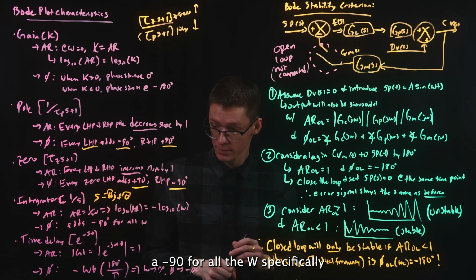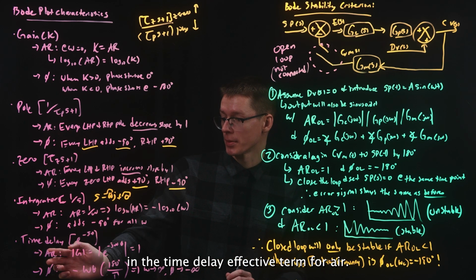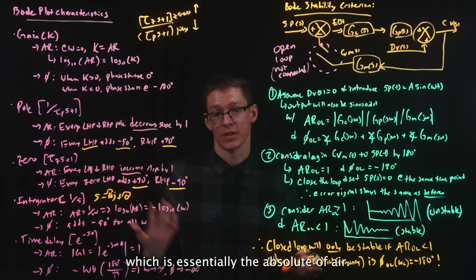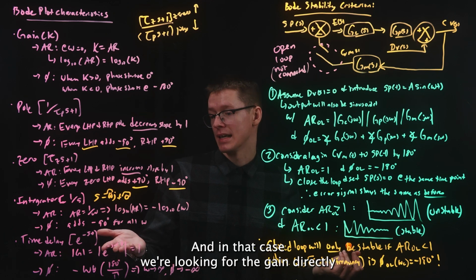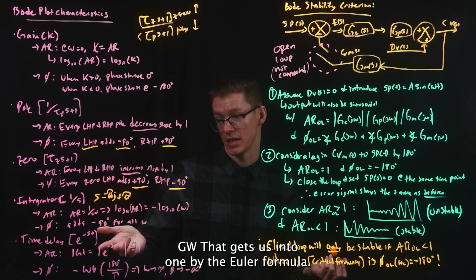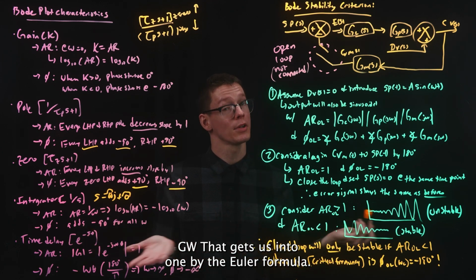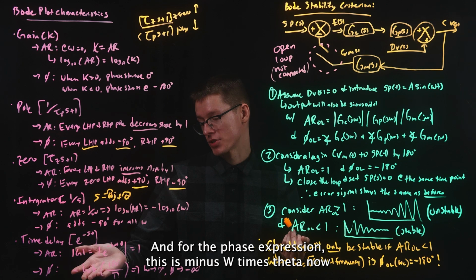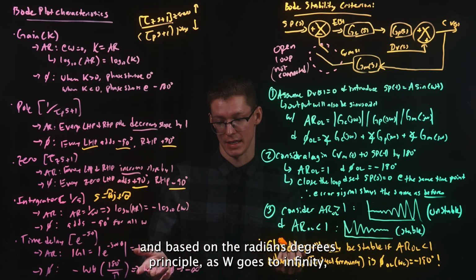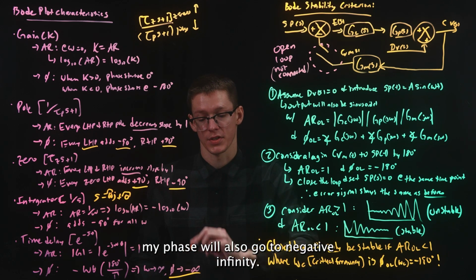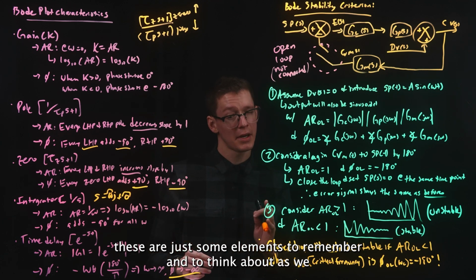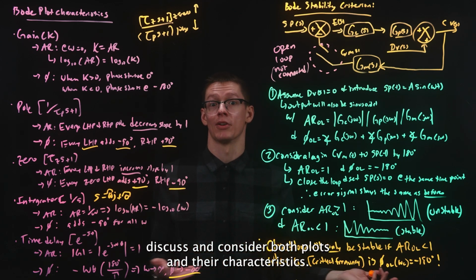For the phase, this is going to add a minus 90 for all w. For the time delay term, for our AR, we're just taking the absolute value of G here, which is essentially the absolute value of AR. In that case, we're looking for the gain directly. That is ultimately plugged in for s as jw. That gets us to 1 by the Euler formula. For the phase expression, this is minus w times theta, and based on the radians to degrees principle, as w goes to infinity, my phase will also go to negative infinity. So these are some elements to remember as we consider Bode plots and their characteristics.